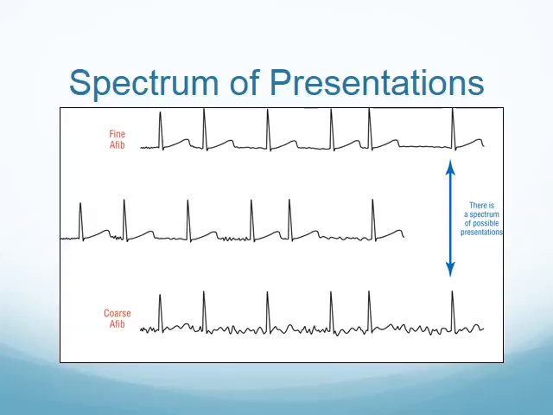Kind of what I was talking about earlier, there's a spectrum from fine AFib to coarse AFib. You look at the top, and you really don't even see any flutter waves. And then down at the bottom, you see the coarse AFib, where the flutter waves are very discernible and at a rapid, irregular rate.